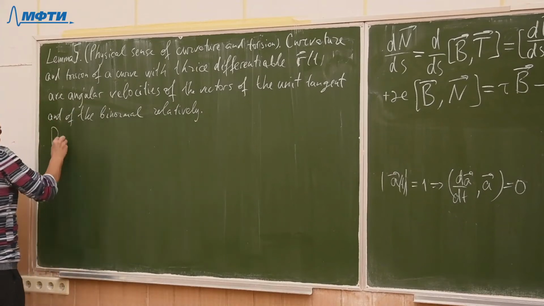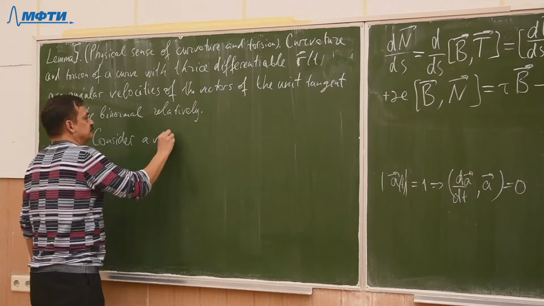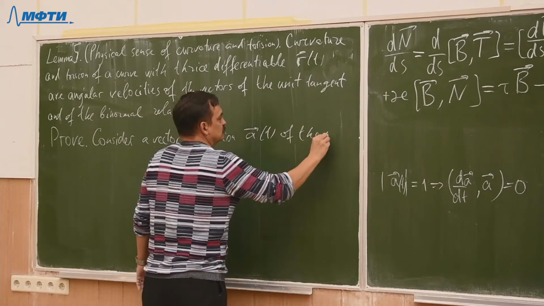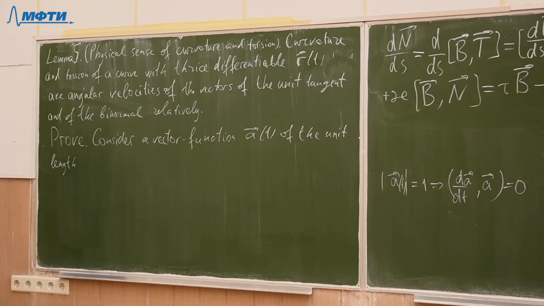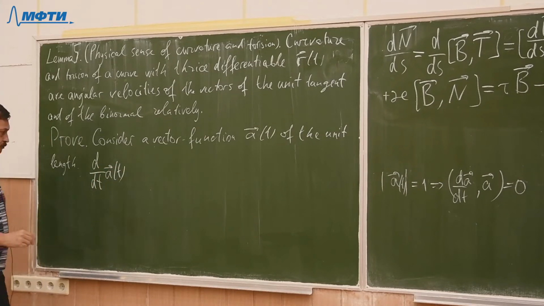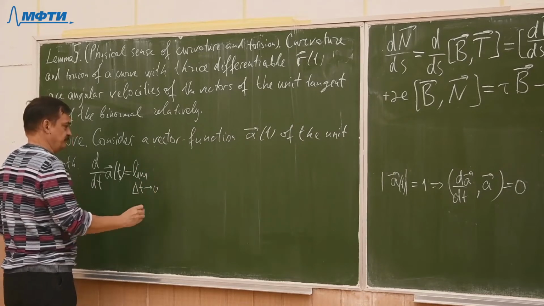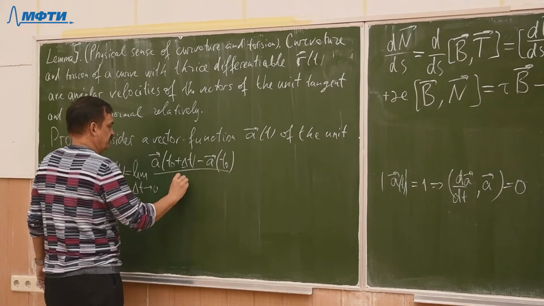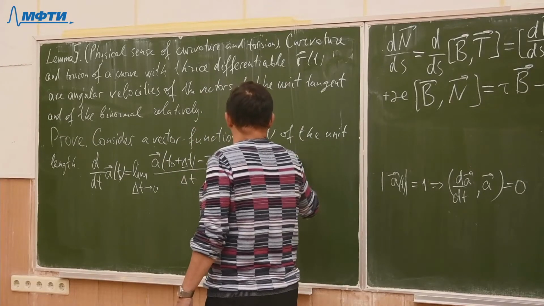So, the proof. For the proof, in fact, consider a vector function a of t of unit length. Then let's compute the derivative with respect to t of a of t at a point, let's say, t naught. That is the limit as delta t tends to 0 of a of t naught plus delta t minus a of t naught over delta t, or shorter, the limit as delta t tends to 0 of delta a over delta t.